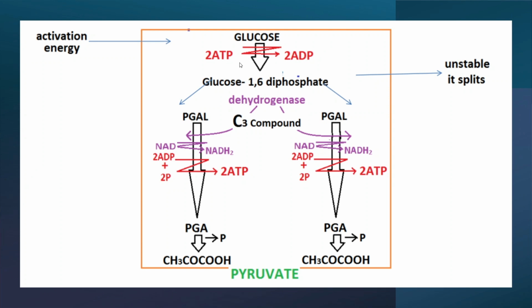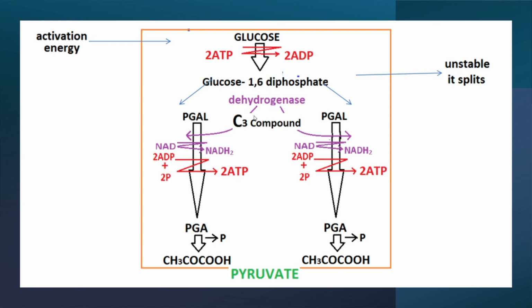So we have 6 carbons. We have 1, 2, 3, 4, 5, 6. There's a phosphate attached to the first and a phosphate attached to the last one, the 6th one. And it's called diphosphate because there's 2 phosphates. This glucose 1,6 diphosphate is now unstable. And when it's unstable, it splits in half into 2 identical parts.